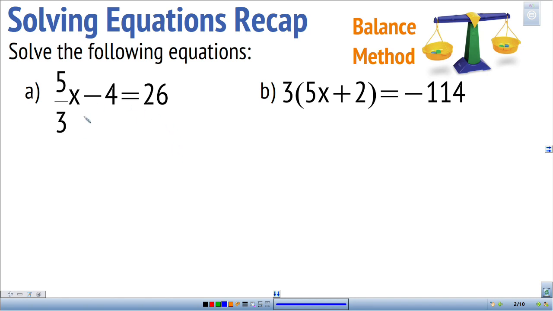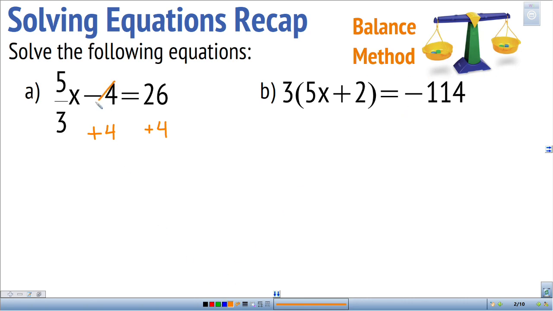So for instance here, we've got an equation 5/3 x minus 4 is equal to 26. Remember our goal is to isolate x. So we want to undo this minus 4 on this side, as well as undo the 5/3 here. We're going to undo this minus 4 on the left-hand side by adding 4, because minus 4 plus 4 will make 0. If we add 4 to the left side of this equation, we need to add 4 to the right side of the equation as well, to keep that balance.